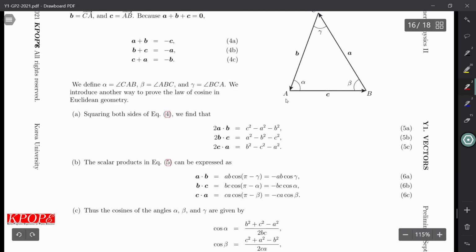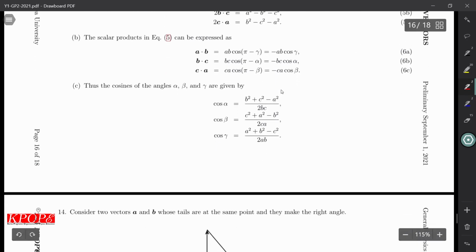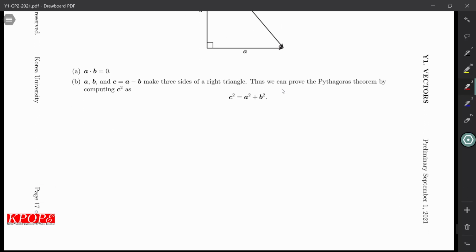The law of cosines can also be derived very easily by making use of vectors. You can follow this straightforward computation shown in number 13. This is related to the right triangle, and the Pythagorean theorem derives straightforwardly.